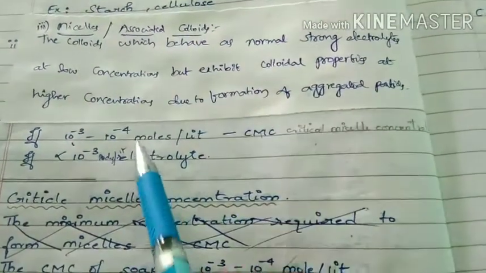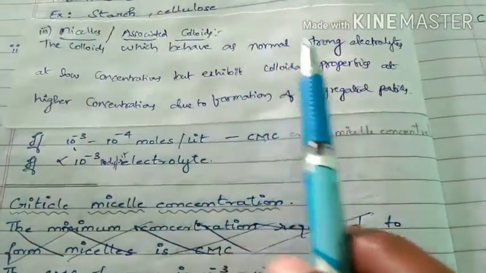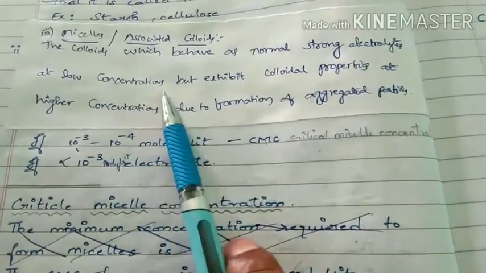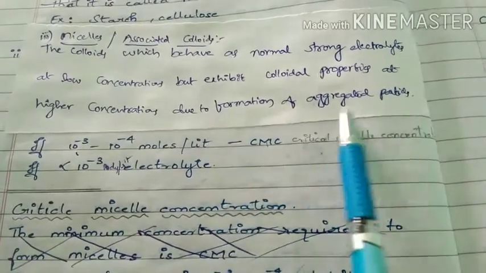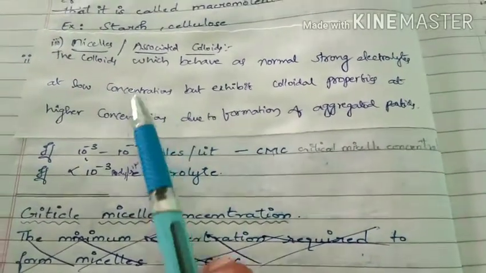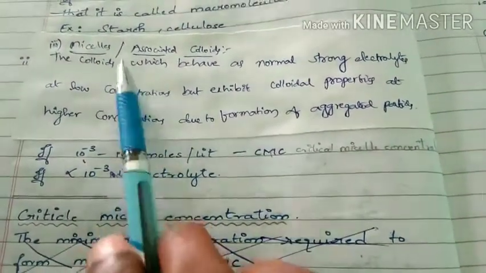So what is the definition? The colloids which behave as normal strong electrolytes at a low concentration but exhibit colloidal properties at higher concentration due to formation of aggregated particles. This is very important. This is a very important definition for 1 mark.